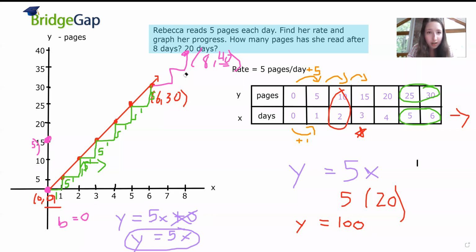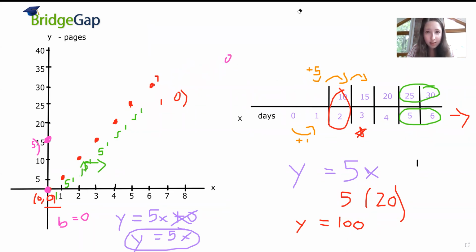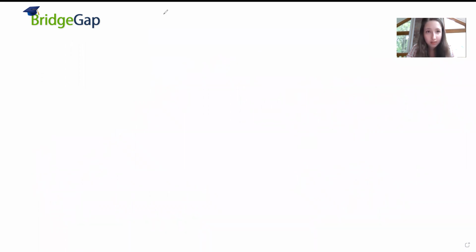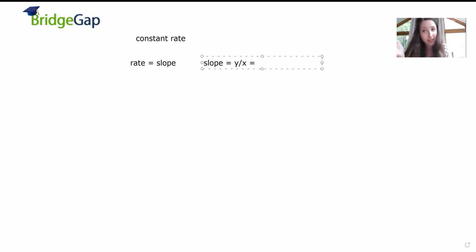So just to recap a little bit, in our scenario, we usually have a constant rate. And just to reiterate, constant means it's increasing the same amount every time. So in our scenario, every day, we increased 5 pages each time. That rate is equal to the slope of our line on a graph. And our slope is equal to the change in y over the change in x, the amount we increase each time or decrease if it's negative, which is the rise over the run. And we also call slope m.